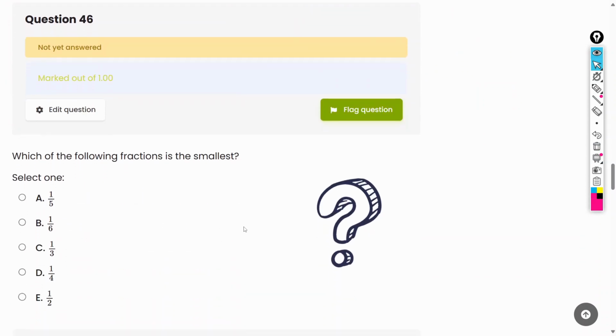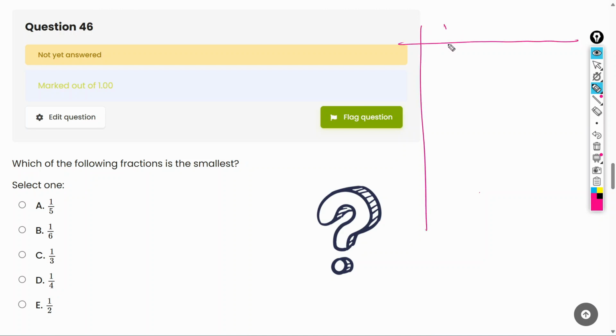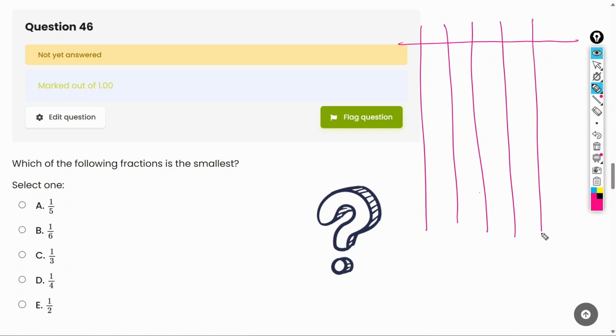Which of the following fractions is the smallest? By looking at them, we might not be able to tell. But what we can do is give them a common denominator. Once they have a common denominator, it becomes easy to compare. So let us find the LCM of 5, 6, 3, 4, and 2.